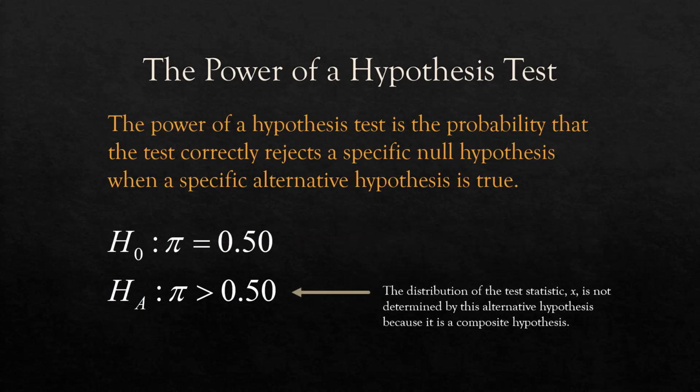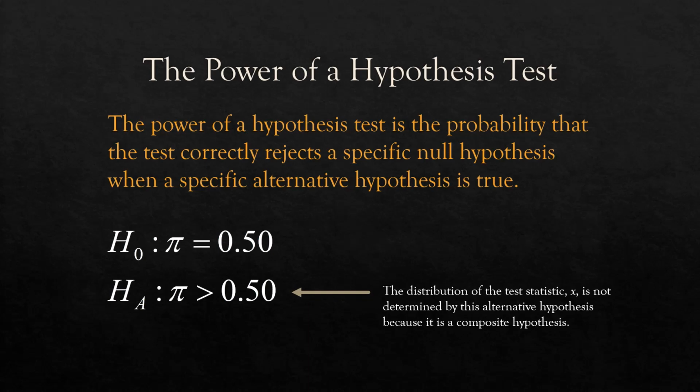By contrast, for our alternative hypothesis, which says that pi is greater than 0.50, we do not know the distribution of that test statistic, because it again is going to have to be determined by a specific value of pi and a specific n, sample size. Well, we know n, but here we do not know pi because it can be anything over 0.5. It could be 0.51. It could be 0.60. It could be 0.65. It could be 0.73. Because of this, this is known as a composite hypothesis.